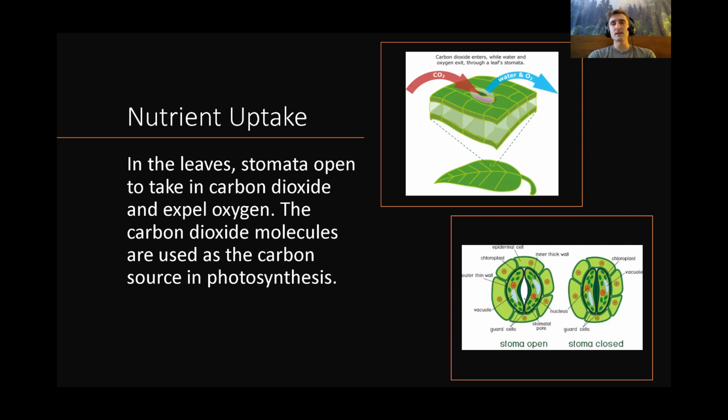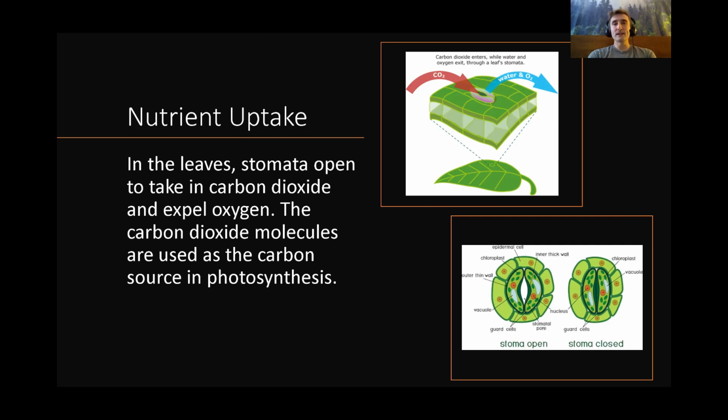Well, first we have to take a look at the leaf. In the leaves, there are small holes or small openings that we call stomates or stomata. They open to take in carbon dioxide and to get rid of oxygen. This is an essential process that the leaf needs to go through in order to have the elements necessary for photosynthesis. In the process of getting rid of the O2, some water is released as well, water vapor.